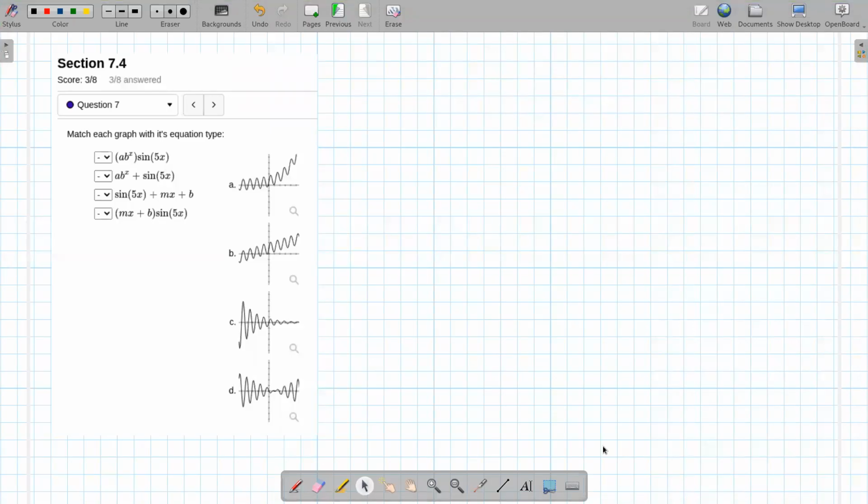So here we want to match the equation with its type of graph. Just a reminder, if we multiply by a trig function, then we're altering the amplitude. So that one right there is altering the amplitude. We have an amplitude change there. And this one right here, again, is an amplitude change.